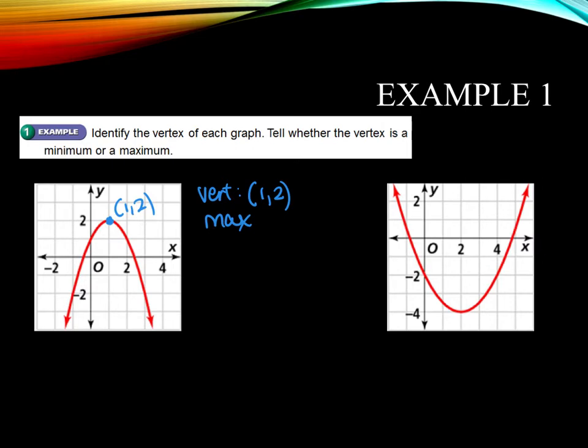Likewise, over on the graph on your right here, my lowest point is going to be the vertex. And the coordinate points for this are going to be 2, -4. And because this is a U-shaped graph, I'm going to have a minimum.